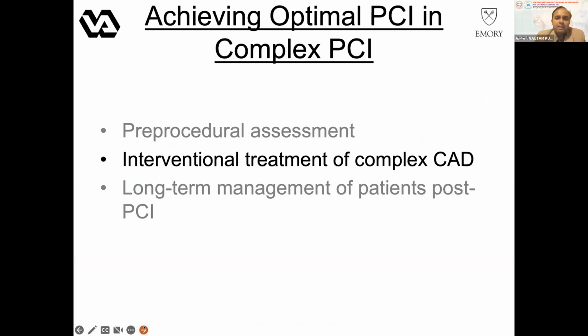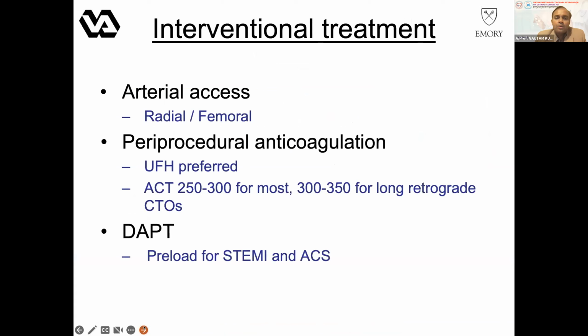Now, in terms of complex PCI, we need to think about what we want to do for the interventional treatment of complex CAD. So the first thing to think about is how are we going to plan this case? We will think about what the arterial access is, whether we are going to go radial or femoral. Now, in the old days, we would say that if anything is going to be more than 7 French, you will have to go femoral. That is not necessarily true anymore.